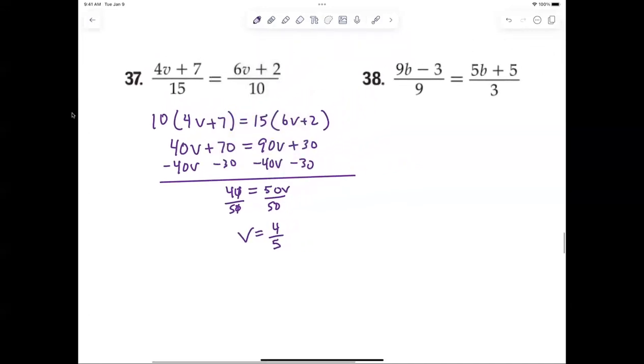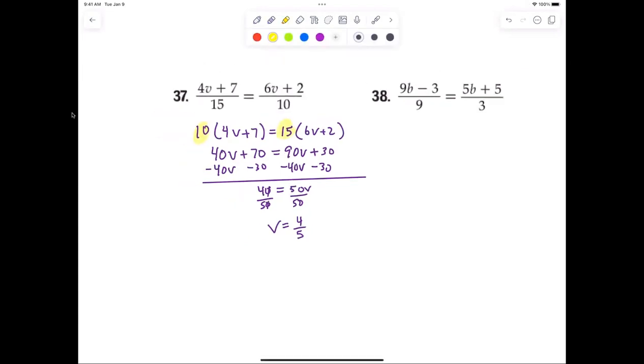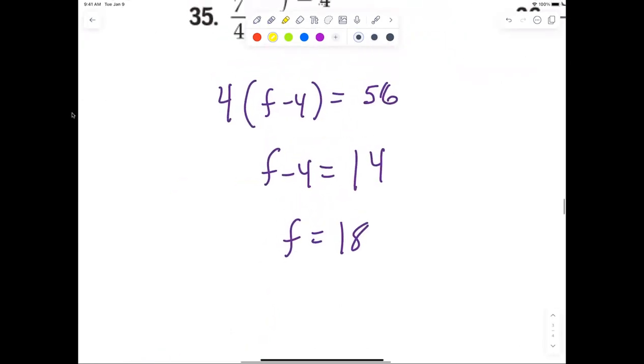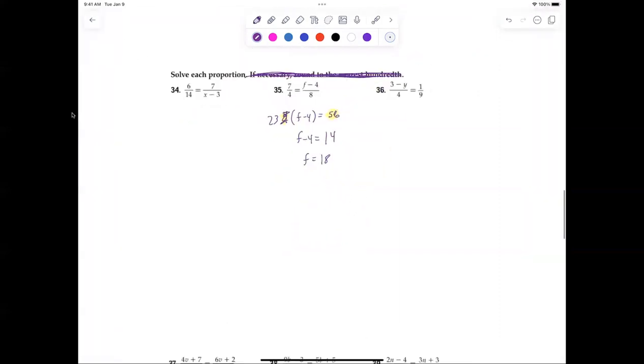Mr. Greep, how do you know when to distribute? Well, there was no relationship really between these two, between the 10 and the 15. Like up here, I knew there's a relationship between the 56 and the 4. I can divide it evenly. You with me on that? If this was, let's say, 23, now it's no good because 56 doesn't divide by 23. Okay. All right, good job, bud.